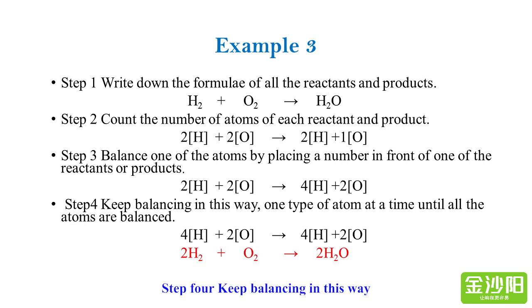Step 4. Keep balancing in this way, one type of atom at a time until all the atoms are balanced. Note that when you balance an equation, you must not change the formulae of any of the reactants or products. Therefore, we get the final chemical equation.